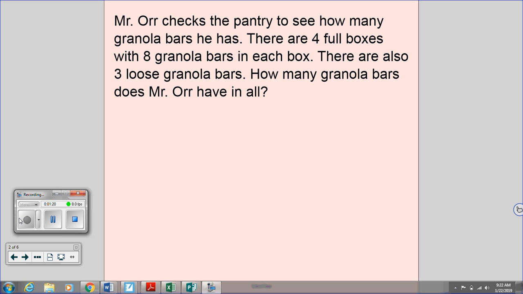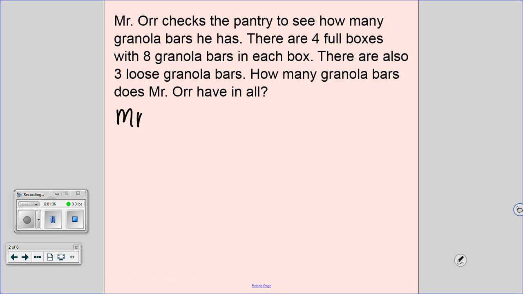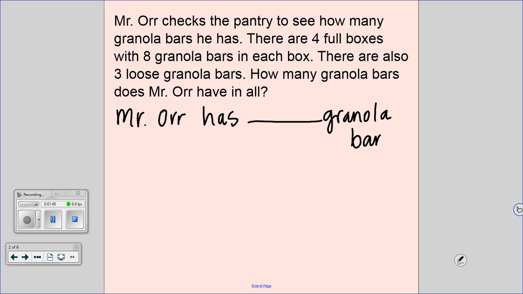I like it. Mr. Orr has blank granola bars in all. Aiden, what did you write? Fantastic. Jackson, what did you write? Mr. Orr has blank granola bars in total. As long as you have something along the lines that has Mr. Orr, blank, and granola bars, because we need to know that that is what we are counting. As long as you have something similar, we're good to go. Do you have a question about that?